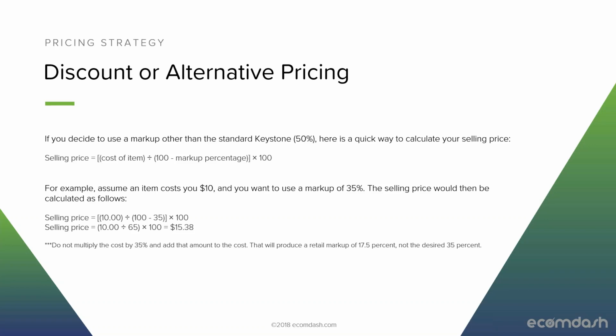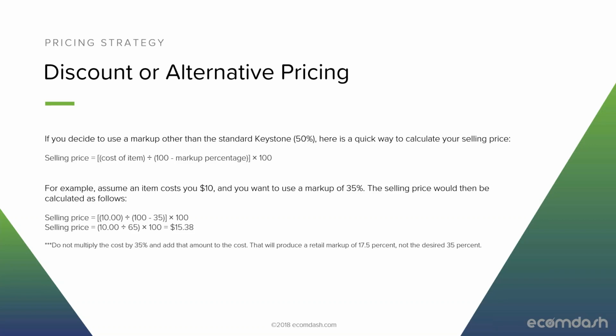We note here that you do not want to multiply the cost by 35% and add that amount to the cost, because that'll produce a retail markup of 17.5%, not the desired 35, because you're marking it up by the smaller number instead of the opposite.